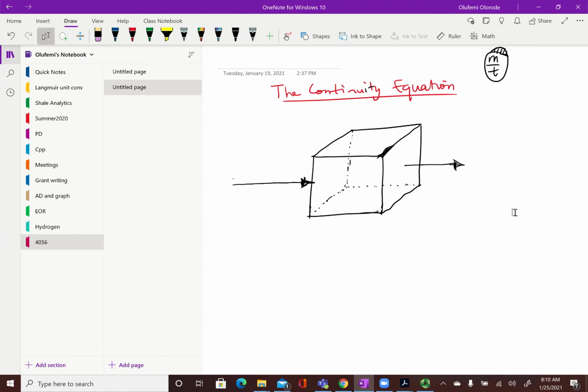So we're going to derive the continuity equation from first principles. I've sketched out our representative elementary volume here. It's infinitesimally small so that numerical errors are minimized. And this is the mass rate flowing into the cell shown here. This is the mass rate out of the cell here.